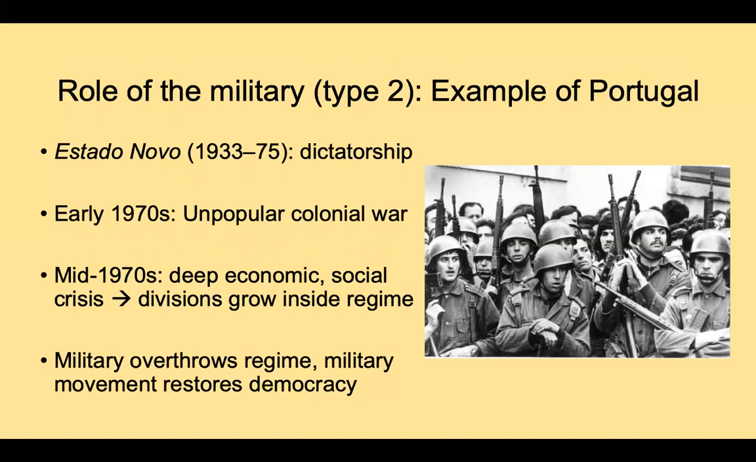And the authoritarian elite began to turn against one another and began to disagree about the desirability of continuing in power. And this set of divisions within the regime, brought about by these crises, created a context and a void that the military stepped into. The military overthrew the regime and helped to restore democracy. And the movement that helped to restore democracy was a movement within the military itself. It wasn't the entire military, but it was a movement, and that movement is pictured here. This is an example of a type 2 military, one that can facilitate democratization where otherwise it might not occur.